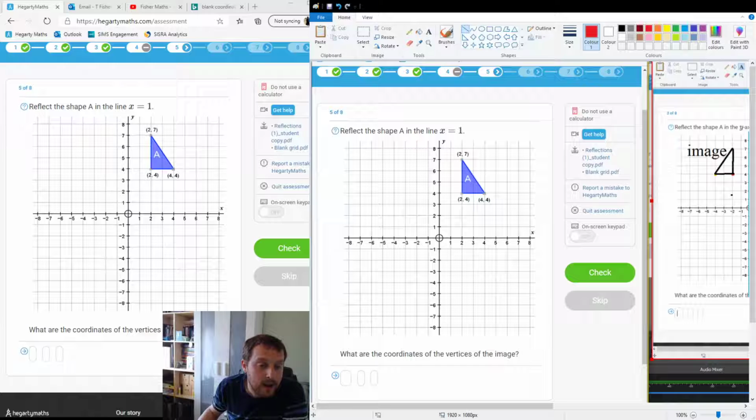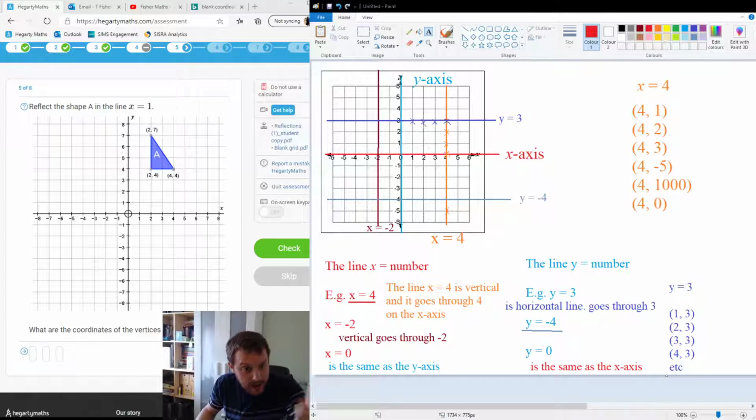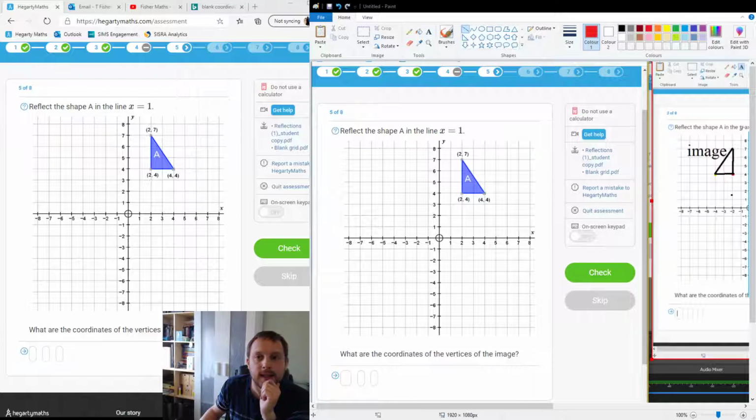Now, x equals 1 is a vertical line. So let me put the notes back up. So when x is a number, it's a vertical line that goes through that number on the x-axis. So let me hide that again, minimize that, and minimize that. Right, super. So x equals 1.